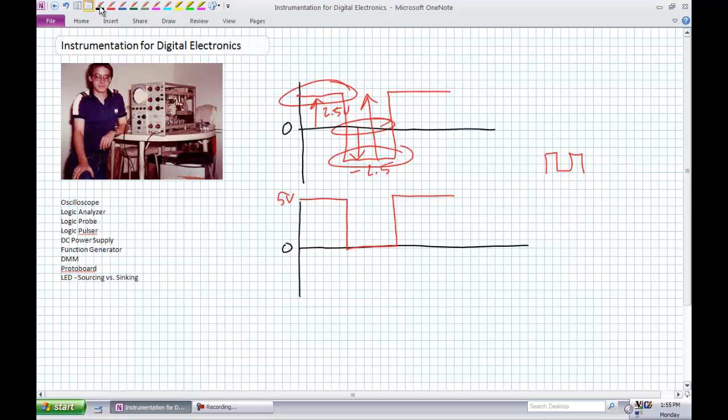So that is the function generator. And on those things, there is a TTL compatible output, and then there's a straight output. Okay, logic analyzer. What is a logic analyzer? It's a super oscope. It's an oscope with a bunch of channels. We don't have a logic analyzer.